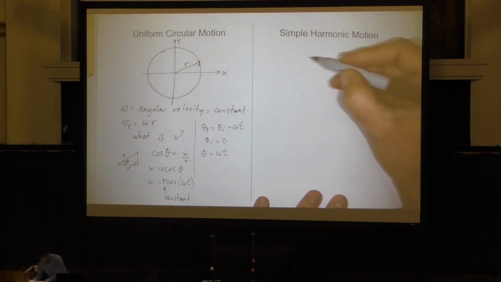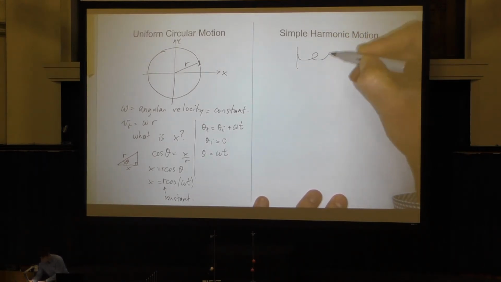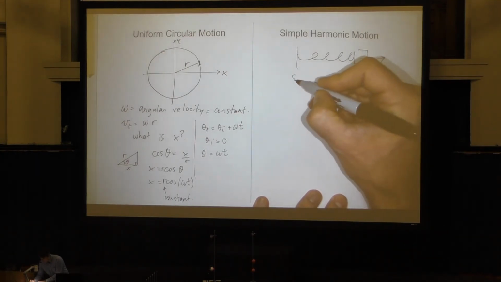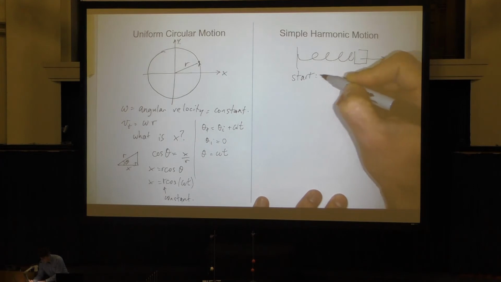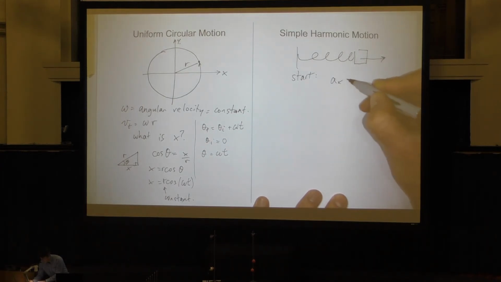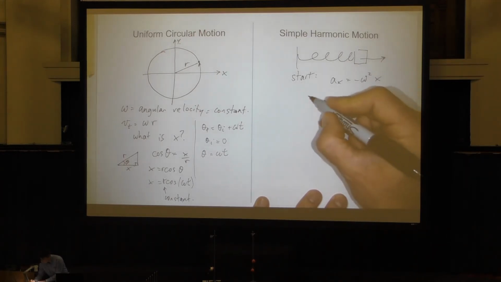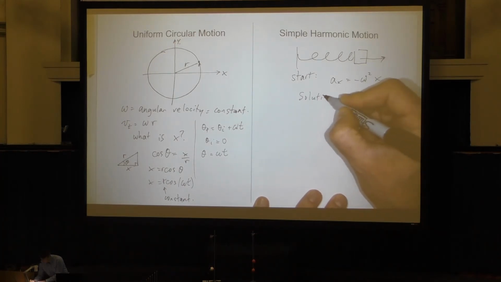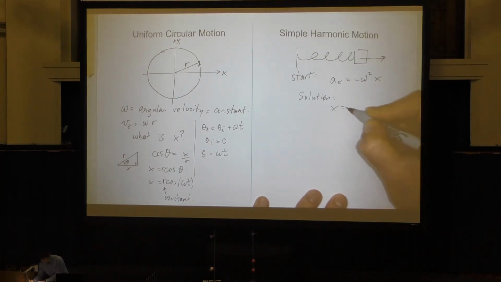And then simple harmonic motion, which is that you've got a mass on a spring going this way, then where you start with is you say that acceleration in the x direction is equal to negative omega squared times x, and then the solution, we said this trial solution is that x is equal to a times cosine of omega t, where a is a constant.